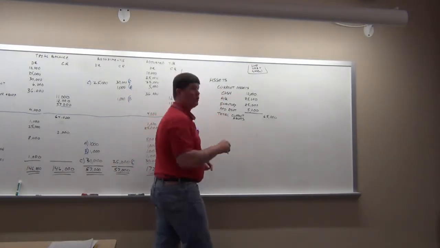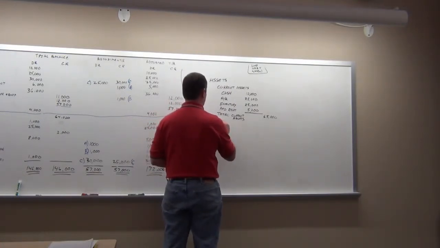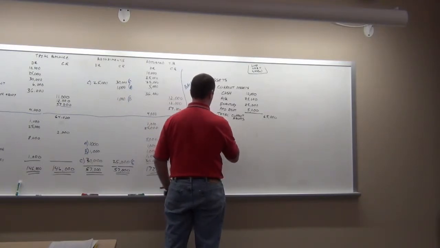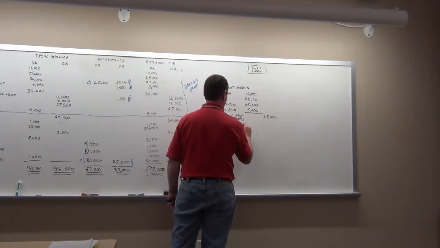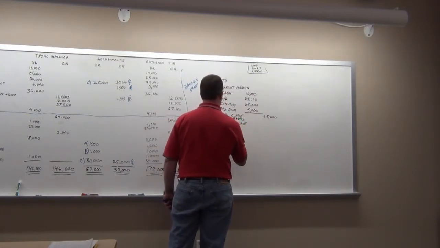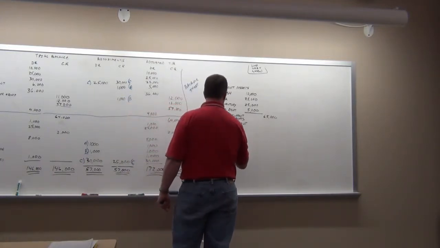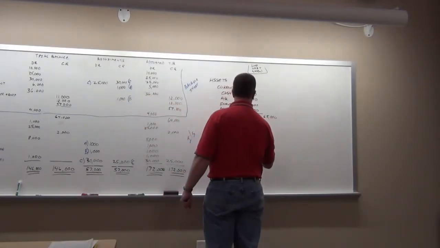The next thing up is equipment. So I would have a new category header, property, plant, and equipment. My first account in there would be equipment, of which I have $36,000.